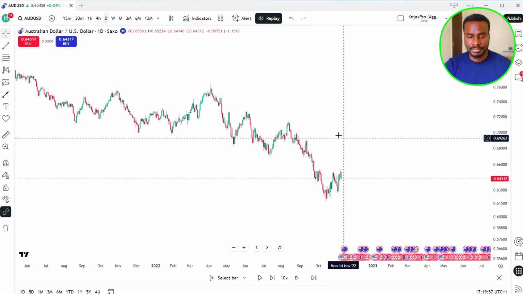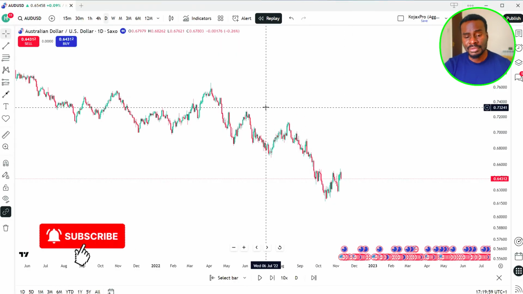This single concept, structure breaks, can keep you from holding losers too long. Now, let's put this into perspective on the chart. This is an AUD/USD chart. The first thing we'll do is to identify whether this market is going up or going down.